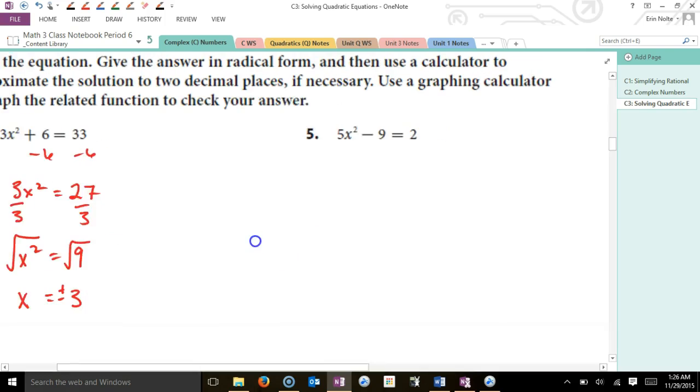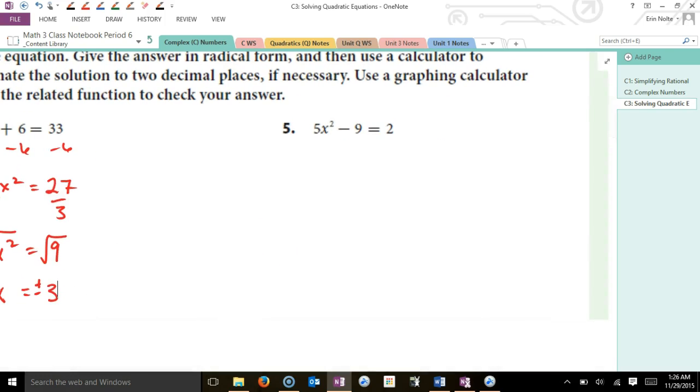Okay, so what about number 5? This is a really good example. I like this one. What do I do first? I add 9 first. So that gives me 5x squared is equal to 11. And then what? Divide by 5. And 11 divided by 5 is? Exactly 11 fifths, yeah.